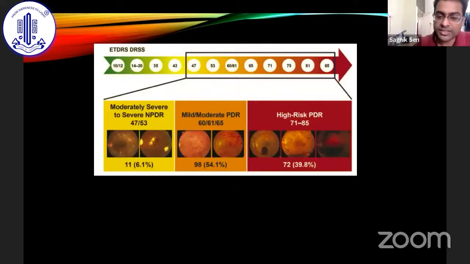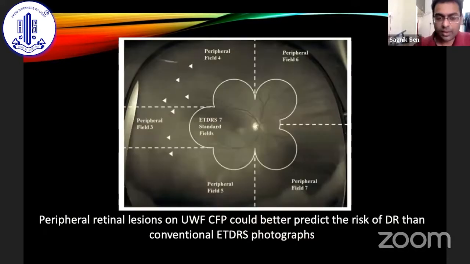This is again another infographic. The DRSS score would range from 10 to 12 up to 85. Below 47, the scores would be subclinical DR. And from 47 to 85 onwards, we have moderately severe to severe NPDR, then mild to moderate PDR, and high risk PDR.